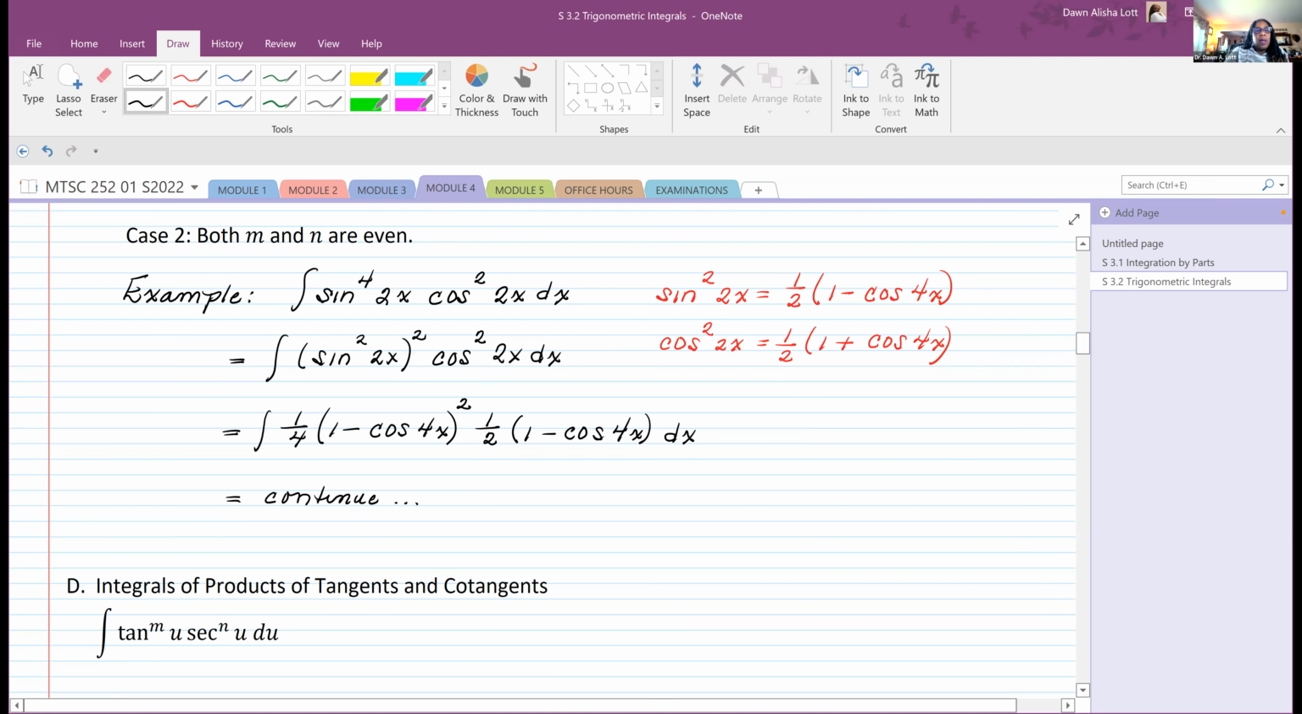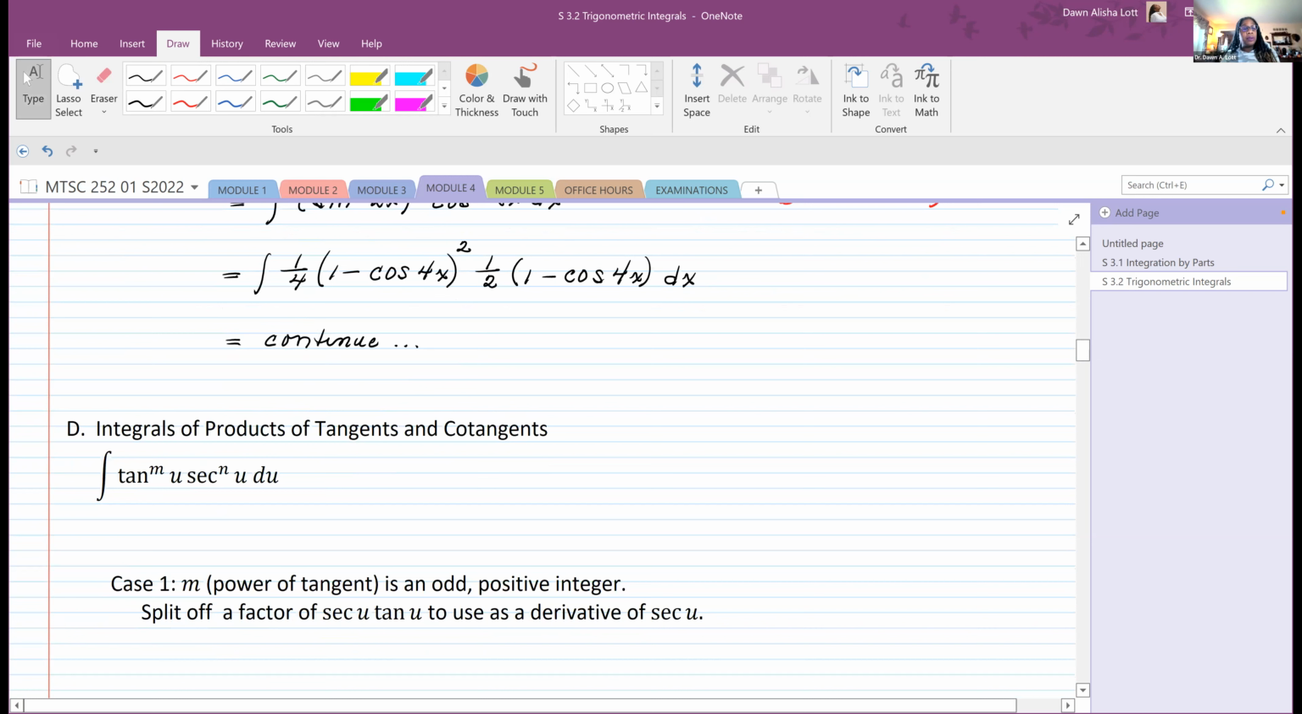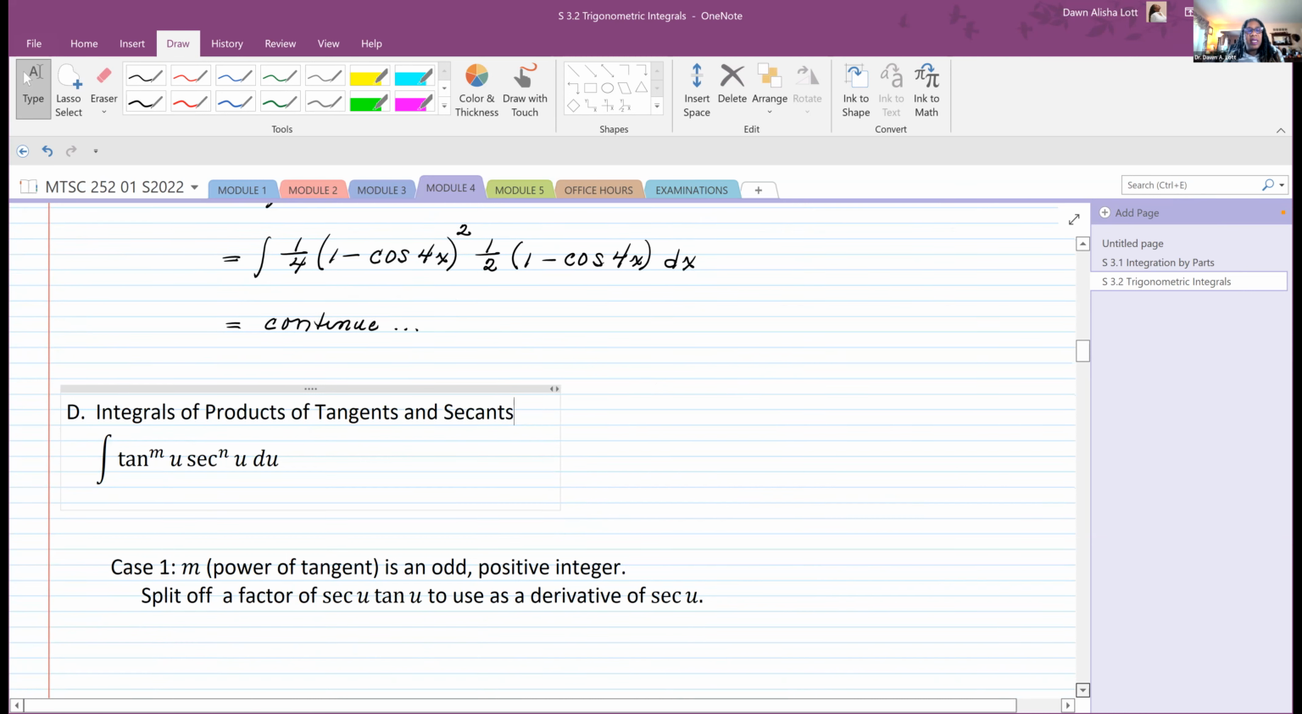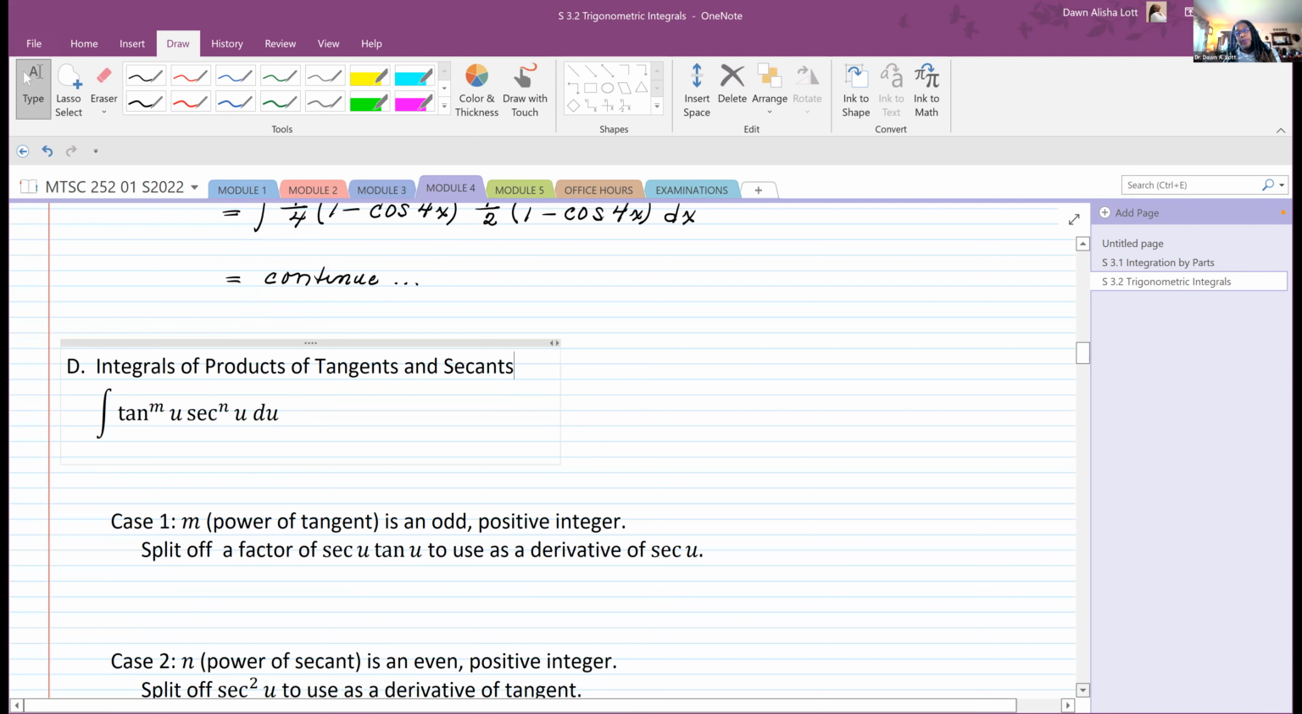Okay, so what I want to work on today is what in the world do you do if you have products of tangents and secants? That should say tangents and secants, not cotangents. Okay, so again, we have cases. These cases are a little bit more difficult than the previous cases. Now I have tangent m of u, secant n of u du. And here I have a couple of cases. So let's just do the very first simple problem.